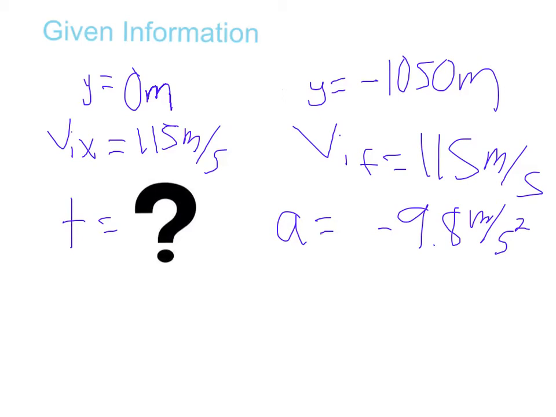When you look at the velocity in the x direction, it starts off at 115 meters per second, so that's the initial. And the final is also 115 meters per second. Now the time, we don't know, so that's why there's a big question mark there. In the acceleration, the problem mentioned that there's no air resistance, so we're going to assume that it is falling in free fall, which makes this negative 9.8 meters per second squared.